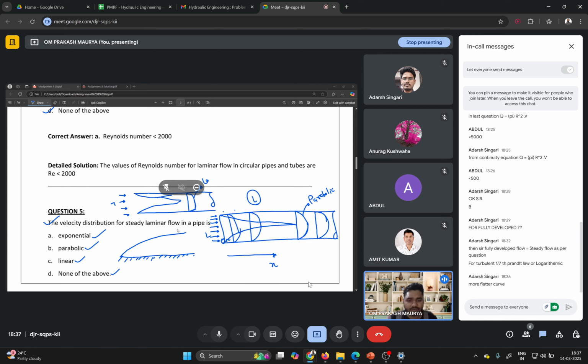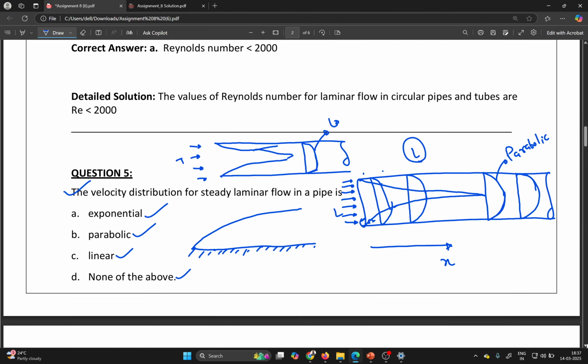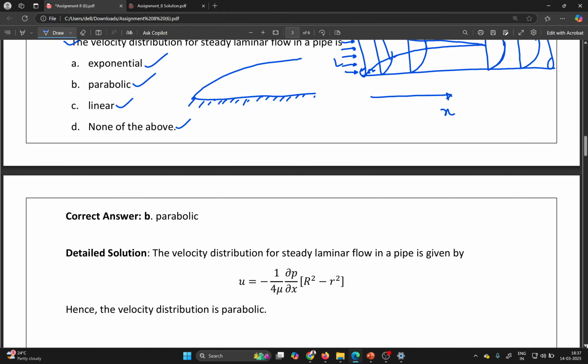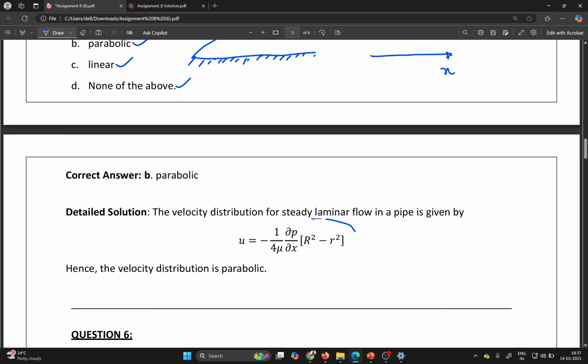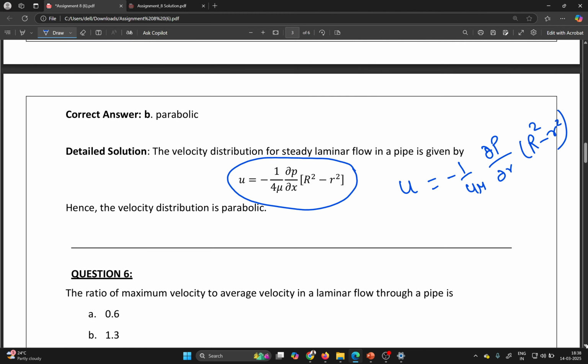Okay, so now we'll move on to the next question. Here you can see the expression for the parabolic variation: U is equal to minus 1 by 4 mu del P by del x, where P is the pressure intensity, times R square minus r square. Now we'll move on to the next question, question number 6.